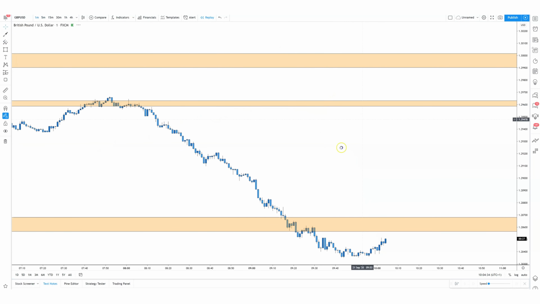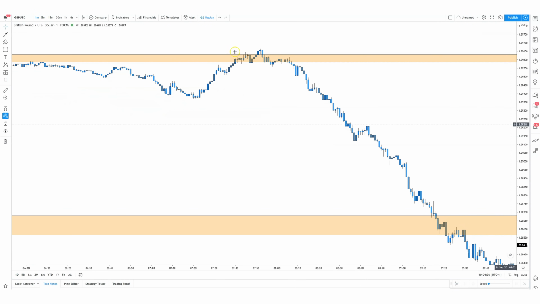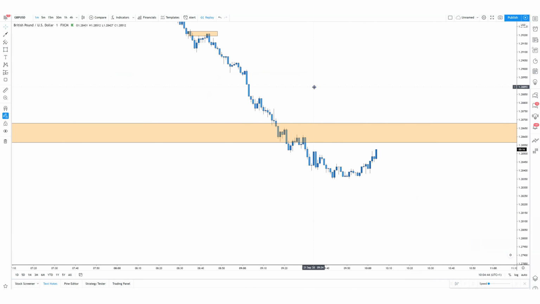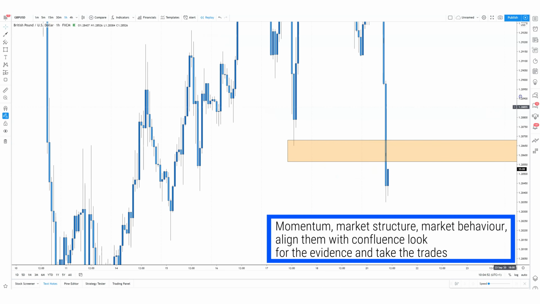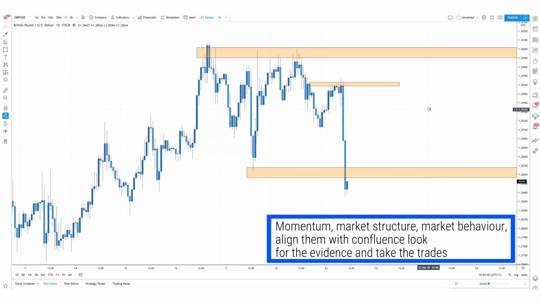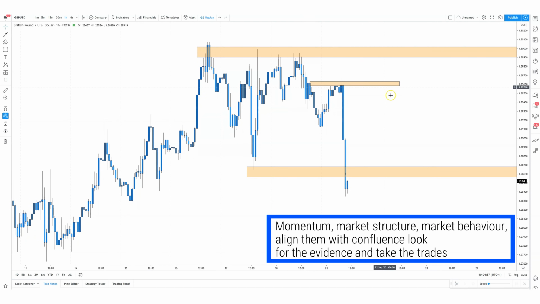Let's get down to the 1 minute time frame. What do we see here? Well, price failing to break, failing to break. Momentum shift, more opportunities. Sells. Let's continue down. More opportunities. Double tops. Sells. You see the point here. Momentum, market structure, market behavior. Align them with confluence. Look for the evidence and take the trades.